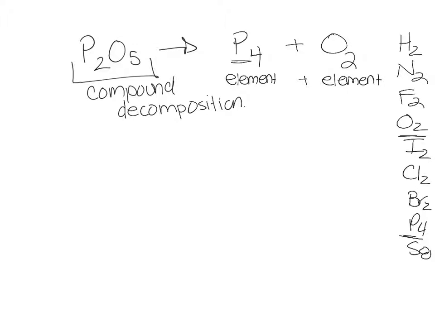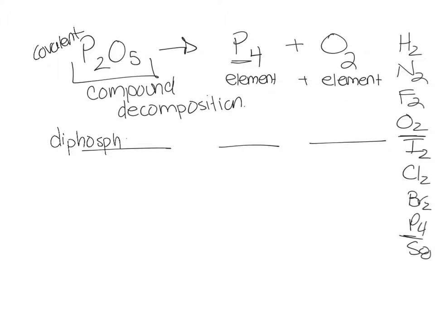I want you to write out the name of this, write out the name of this, write out the name of this, and balance it. So if you're practicing along with this, I want you to pause the video and write it out. So the name of this one, this is a covalent compound. That means it has 2 nonmetals in it, is diphosphorus pentaoxide.